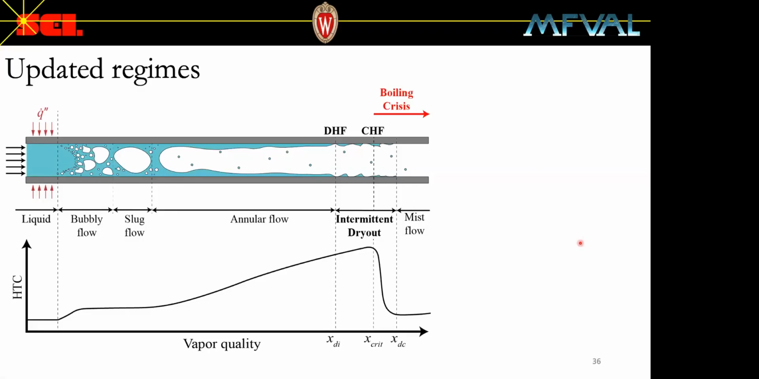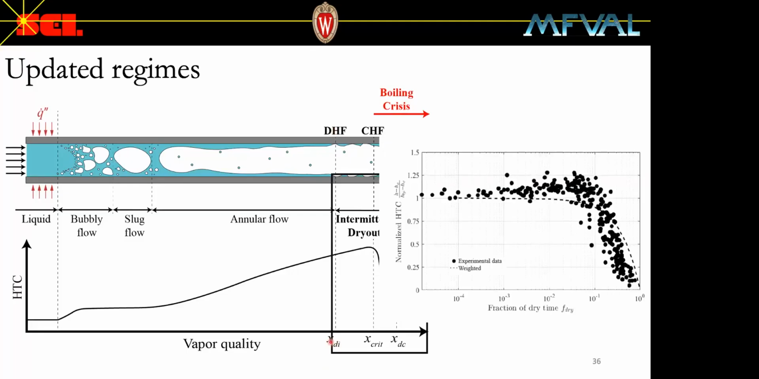Finally, we have an updated version of our regime map, and this now includes the intermittent dryout regime. The dryout conditions, DHF here, and our dryout vapor quality here, are indicated in their appropriate positions. The behavior of the heat transfer coefficient during dryout is perhaps better described using F sub dry rather than the local vapor quality. We observed only a 1% change in local vapor quality between dryout and critical conditions. However, F sub dry gives you quite a range to characterize the heat transfer coefficient behavior.